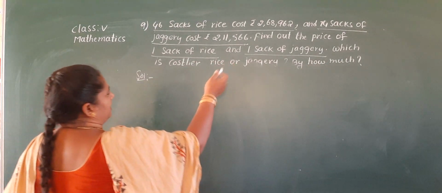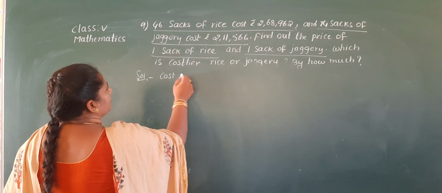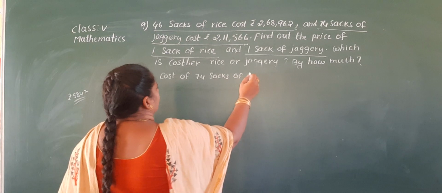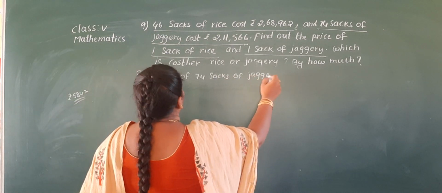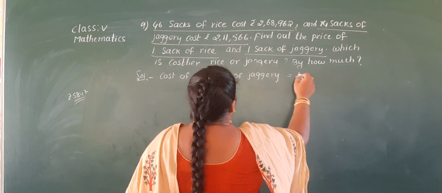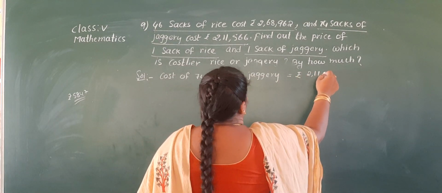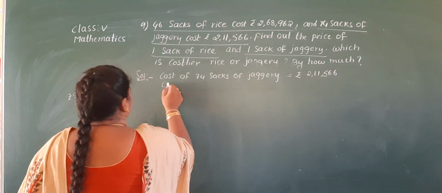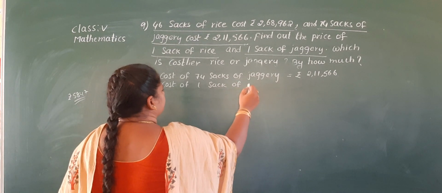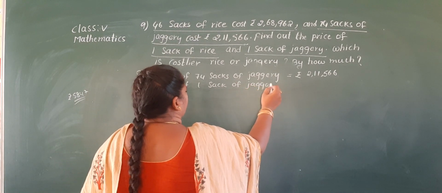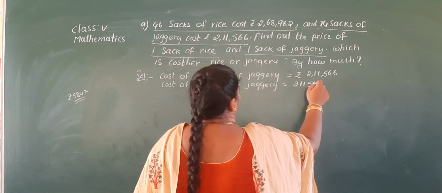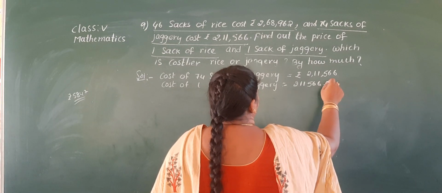Tell me, Nana, what is given? As cost of 74 sacks of jaggery. How many jaggery bags? Yes, 74 jaggery sacks equal to 2,11,566. Now we have to find the cost of 1 sack of jaggery. We get this answer by dividing the amount by 74.